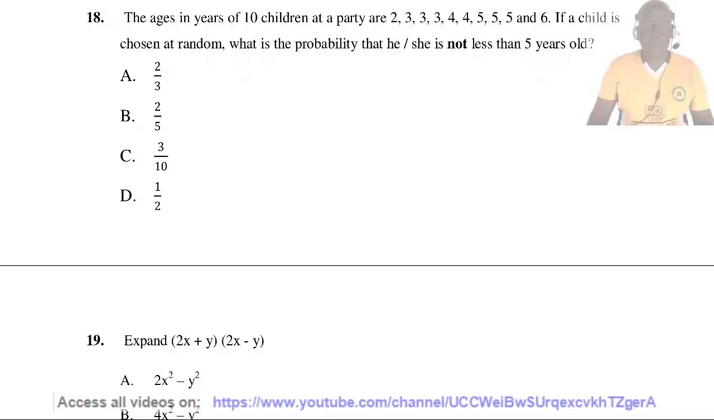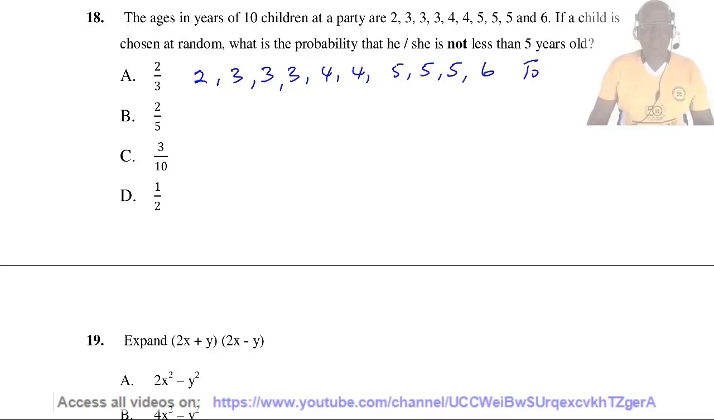Question 18. The ages in years of 10 children at a party are 2, 3, 3, 3, 4, 4, 5, 5, 5, and 6. If a child is chosen at random, what is the probability that he or she is not less than 5 years old? These are the ages: 2, 3, 3, 3, then 4, 4, 5, 5, 5, and then 6.